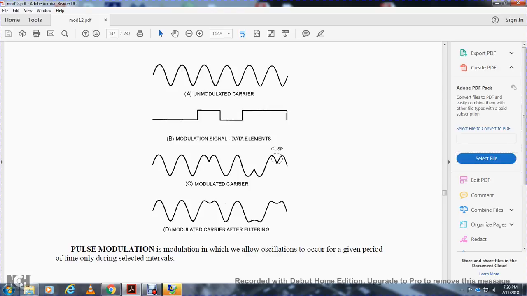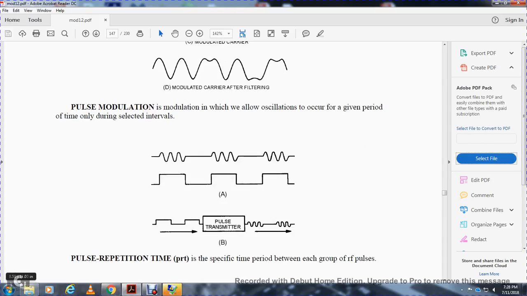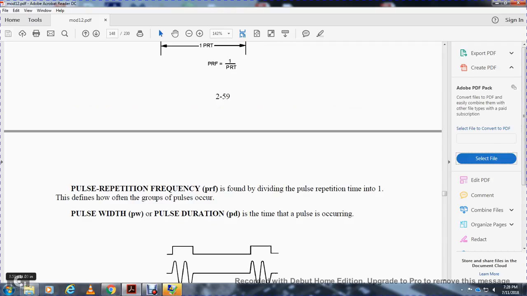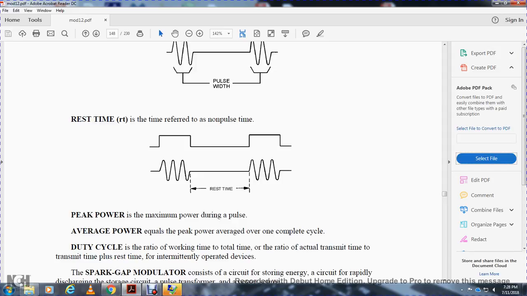Pulse modulation also allows the oscillation to occur over a given period of time, only during selected intervals. The pulse repetition time is the specific time period of each group of radio frequency pulses. The pulse repetition frequency is defined as how often the groups of pulses occur. The pulse width, or pulse duration, is the time the pulse is occurring. The rest time is the time between pulses. Peak power is the maximum power during the pulse; average power is the peak power averaged over one complete cycle.